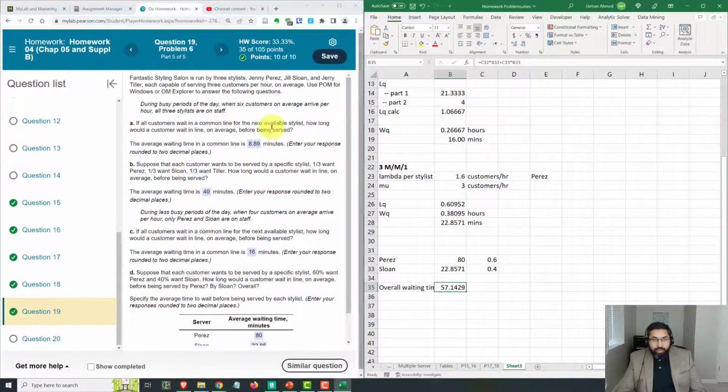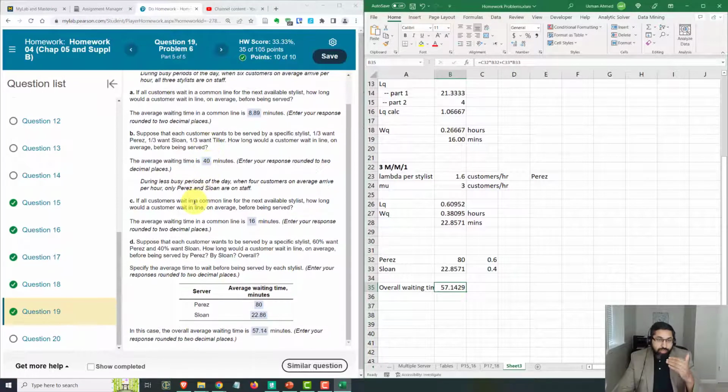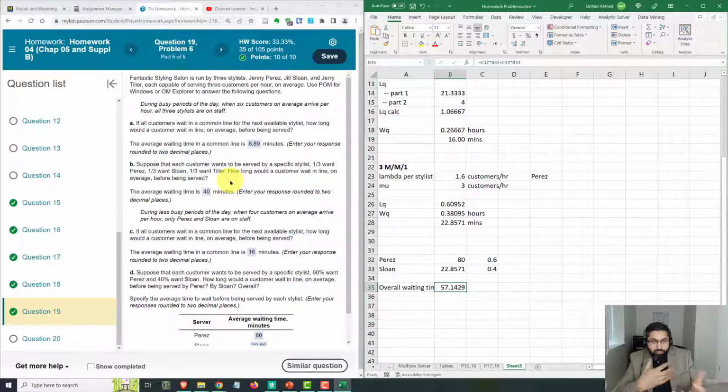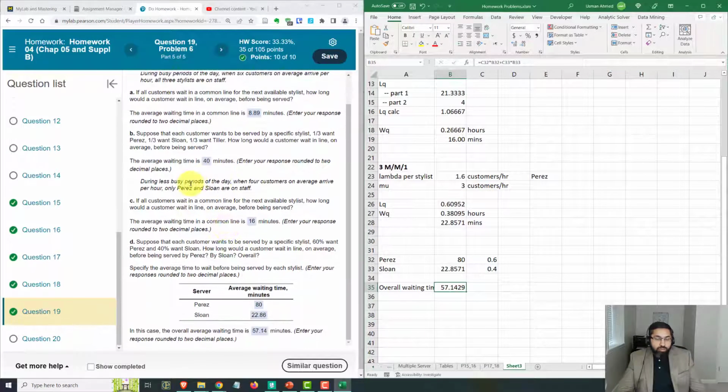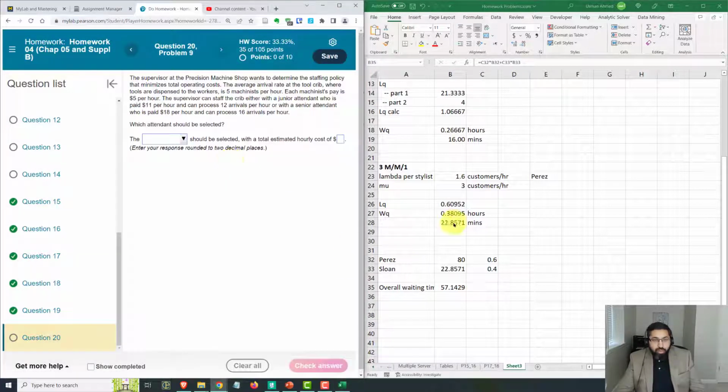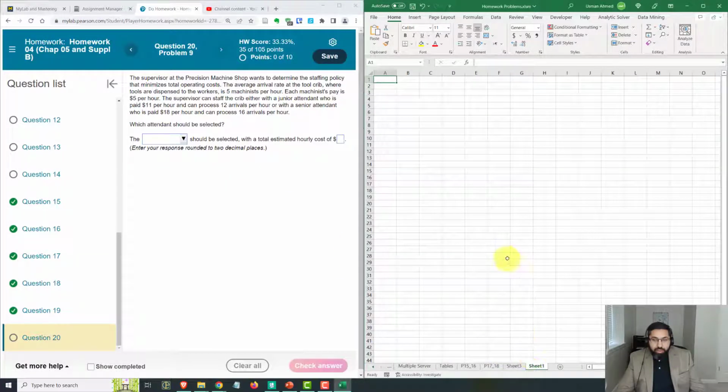So we did an M/M/K calculation, then we went to 3 M/M/1 systems, then we went to an M/M/2 system, and we went to 2 M/M/1 systems with different arrival rates because more people wanted Perez than Sloan. So we did various configurations of this salon to see how the waiting time is affected, depending on whether customers are okay with a common line or want separate lines and so forth. Okay, let's go to this problem here.